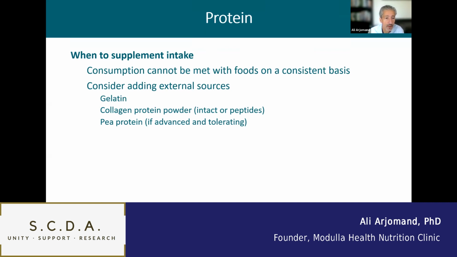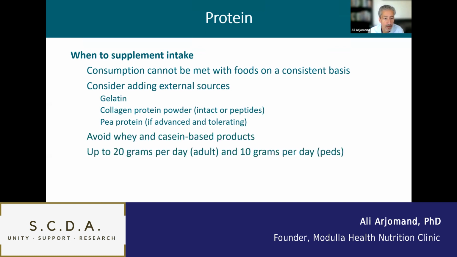Both are just fine. Pea protein is a plant-based source of protein, so if you can tolerate it, that's great. I would avoid whey and casein-based products. Typically 20 grams per day for an adult, 10 grams for pediatrics. Under rare circumstances, you probably go up on that, but you don't want to make this your mainstay. You want to move to foods as a source of your protein as soon as you can.